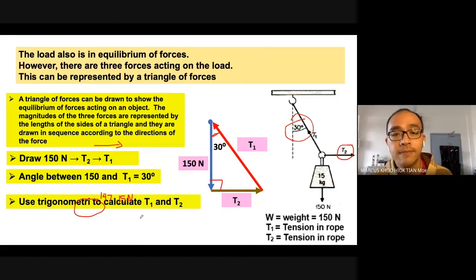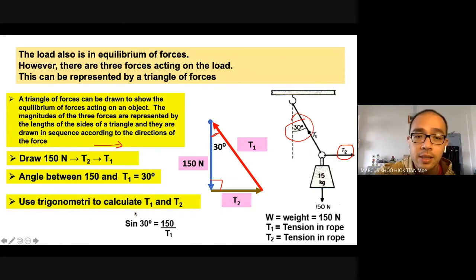Sine rule, no, I don't think I want to use sine rule. Okay, fine, I can use sine rule, but I don't have to use sine rule. Any other suggestion? Okay, so actually what you can do is you use sine 30. You have this angle 30. Sine is opposite over hypotenuse.